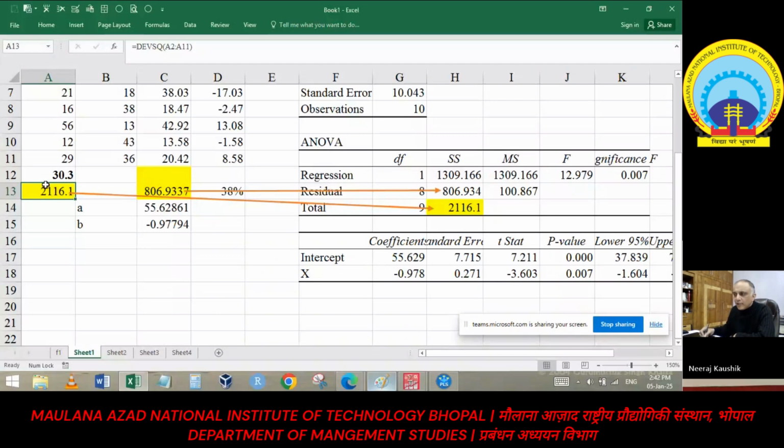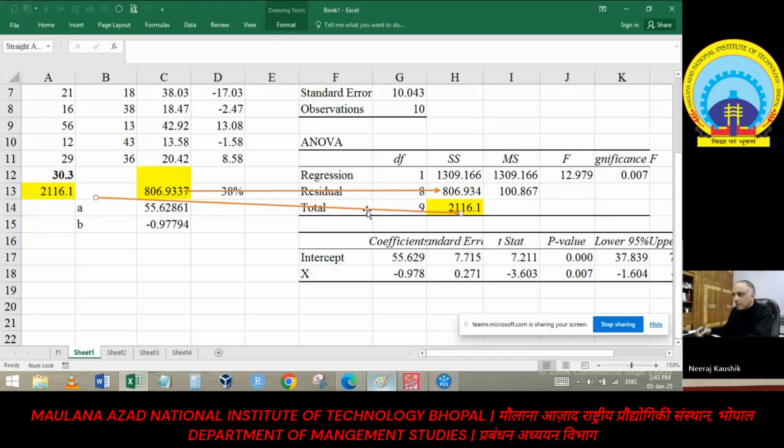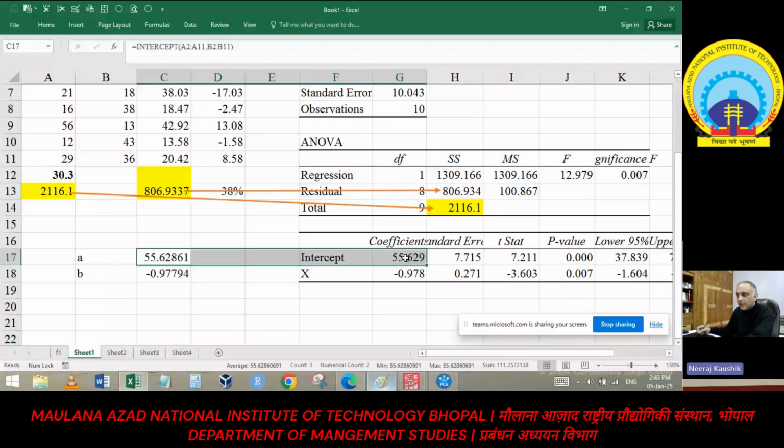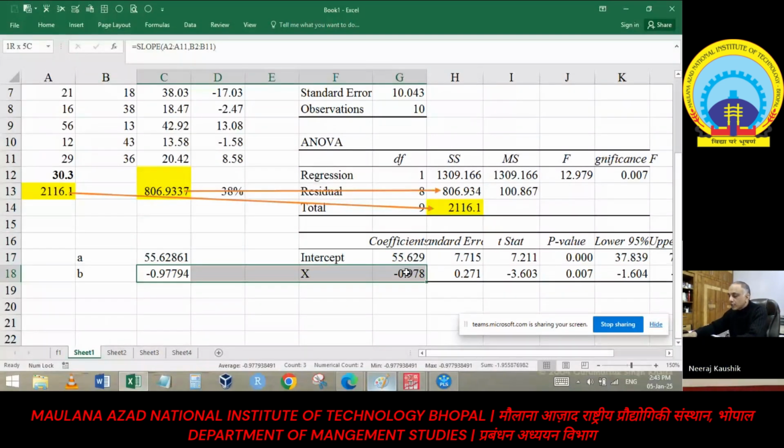What is this 2116? Summation dy whole square. What is dy? Deviation from the average, square of that and get the total. This is the total amount of variation, 2116. How much is explained? We computed this. Check whether these numbers I have written here, 56.62, 97, are the same or not. These numbers are the same. These are used for writing the regression equation.